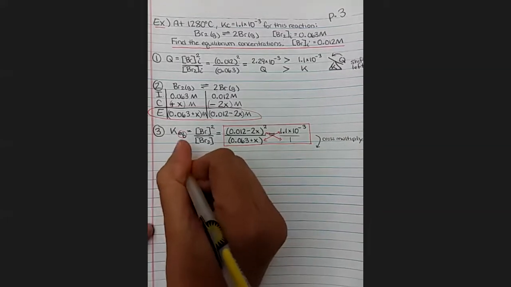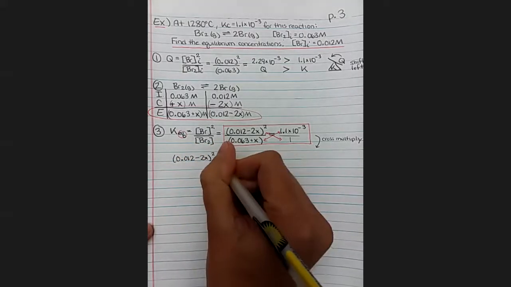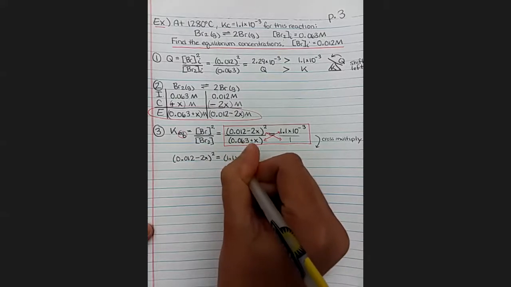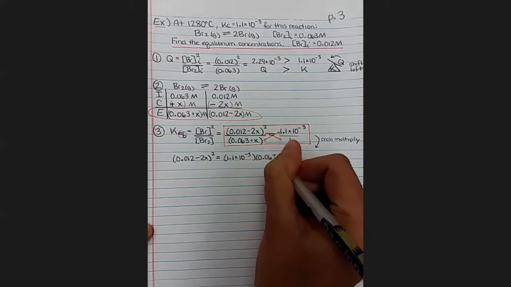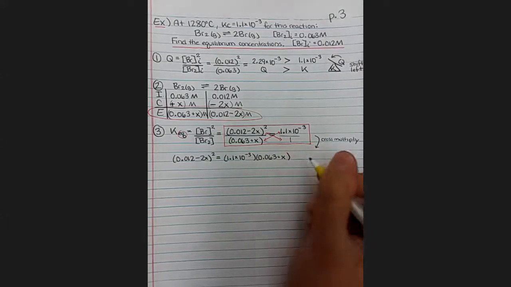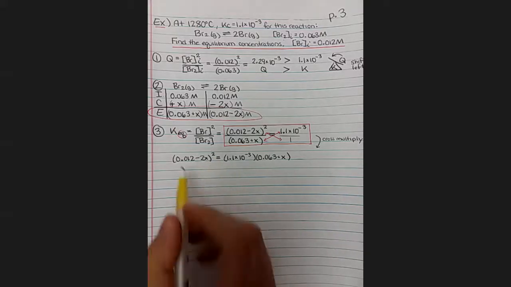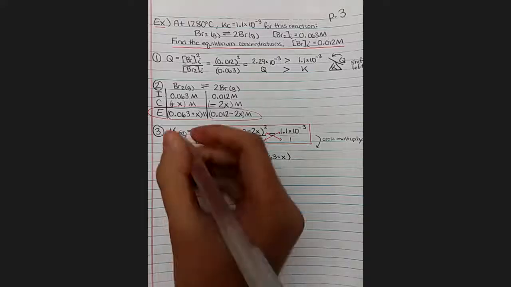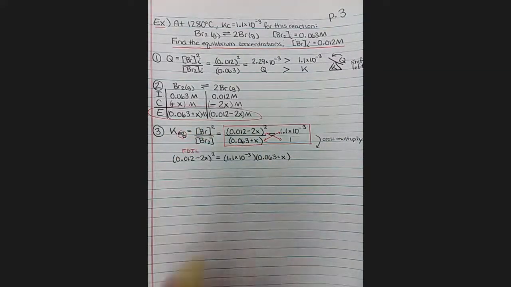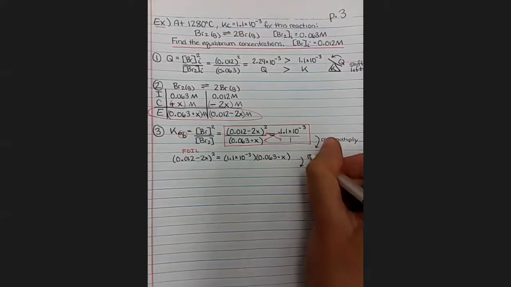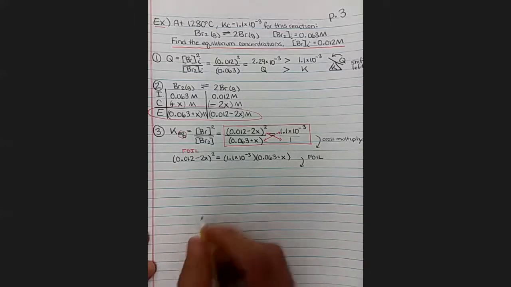And we are going to have 0.012 minus 2X quantity squared times 1 equals 1.1 times 10 to the negative third times 0.063 plus X. Okay, so now there's no denominator, but now we need to multiply this exponent through. And so that is called foiling. It stands for front, outside, inside, and last. Again, if that doesn't sound familiar, pay a visit to the Center for Academic Success. They would love to show you how to do algebra.